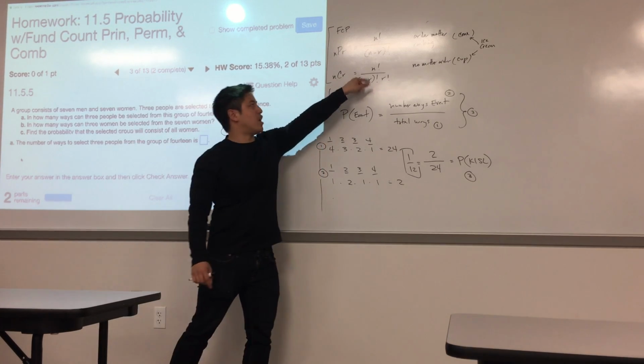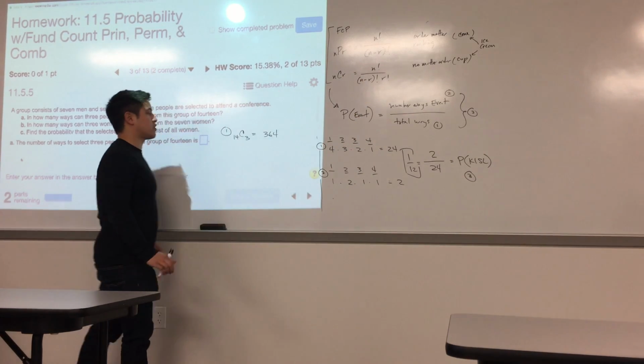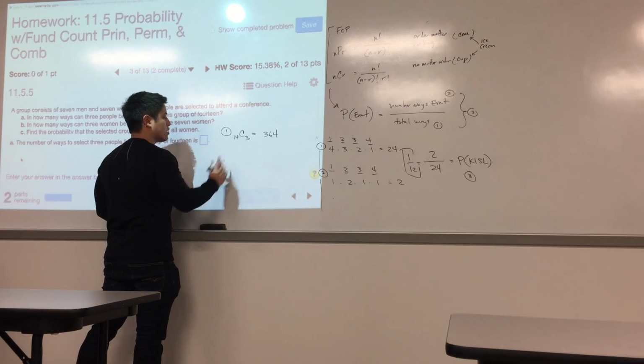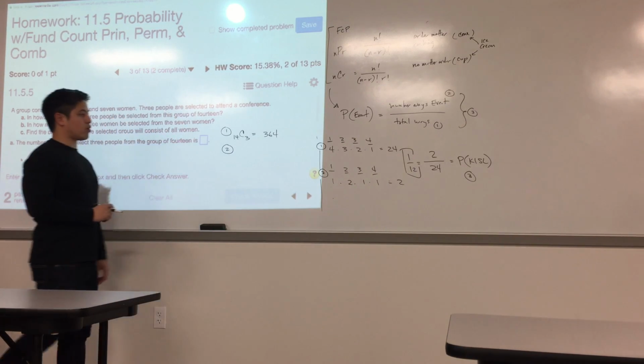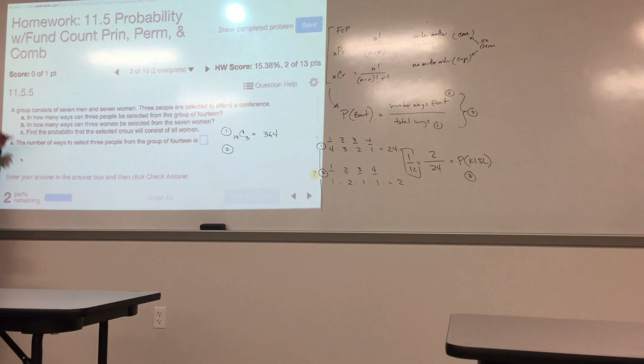I'm not going to go and set it up. Okay. If you want to set it up, that's fine. But we know that 14C3 is 364. Now let's go do part 2. Okay. So what they do here is I'm going to skip over A and B. Okay, I'm going to just skip over. We'll come back to them.